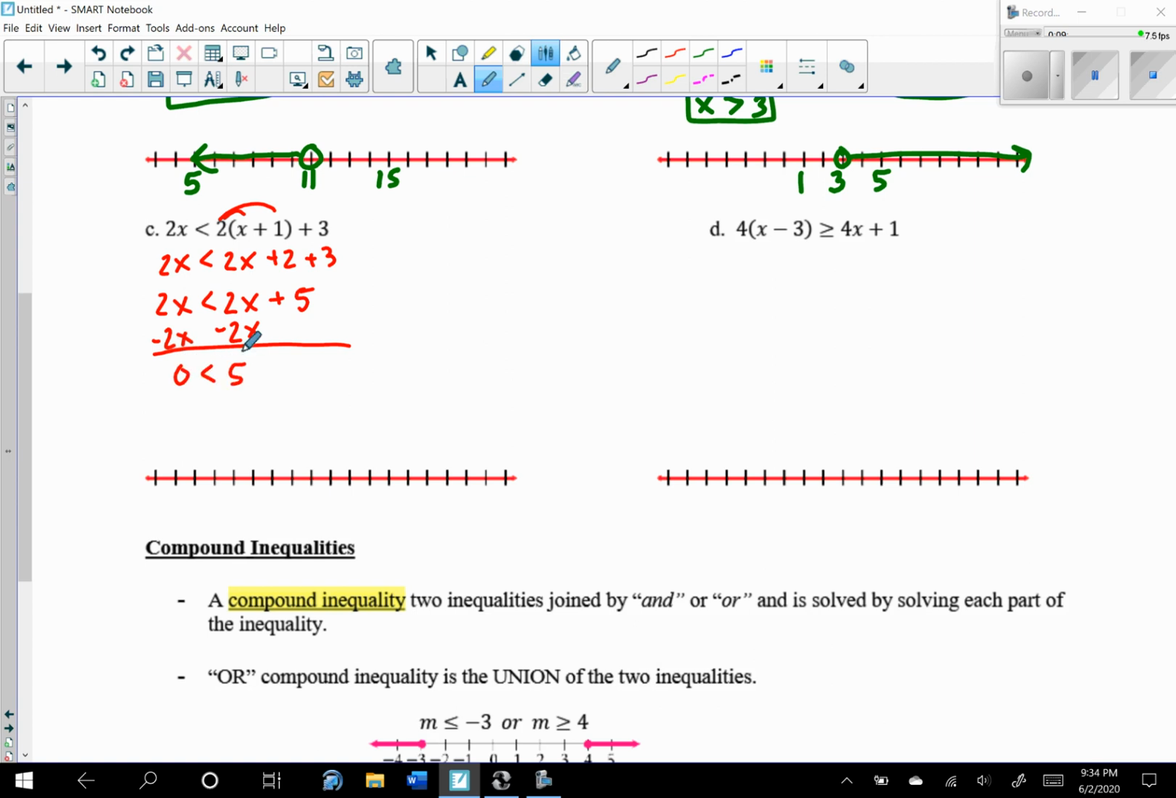Well, notice that our variable's gone. So since our variable's gone, keep in mind this is not an equal sign. This is an inequality symbol. So ask yourself, is 0 less than 5? Yes, that's a true statement. Because it's a true statement, that means that anything we plug in for x will always be true. So that means we would actually shade the entire number line. So this whole number line would be shaded, which means our answer would be negative infinity to infinity.